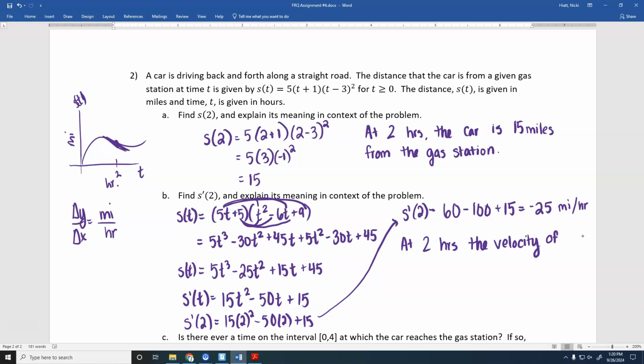So the velocity of the car is negative 25 miles per hour. The negative means it's going away from the gas station.